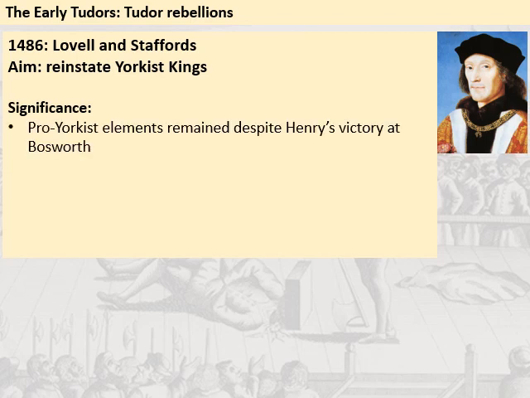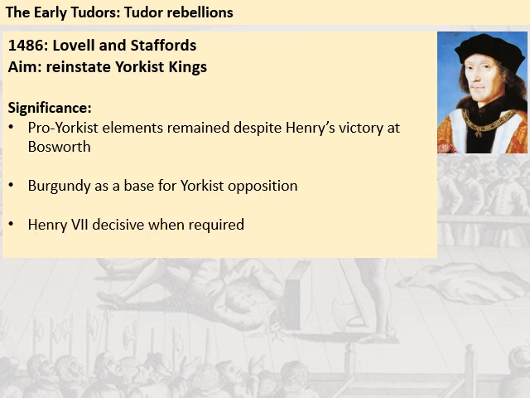So the significance of this rebellion is that it shows us that pro-Yorkist elements remained even after Bosworth. There is a physical and actual threat to Henry's reign that he has to deal with. This is our first indication of Burgundy and Margaret of Burgundy as a base for potential opposition, and it's an example of Henry VII being decisive when required to be.